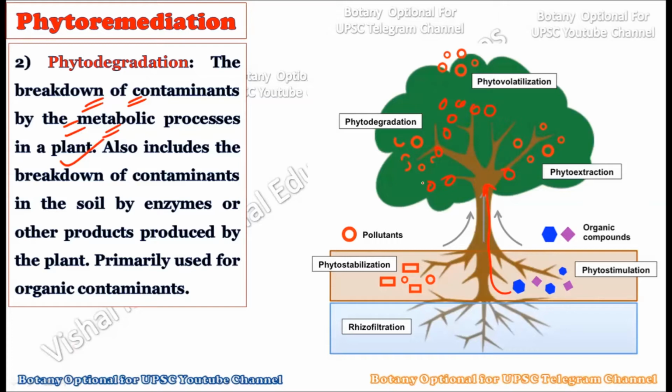And in the process they can clean up this particular site for forever. Now also it will include the breakdown of contaminants in the soil by the enzyme. For example, they can degrade the pollutant which is present in the soil by extracting certain kinds of enzymes or other products produced by the plants. Whatever secondary metabolites or enzymes are produced by the plants are used to degrade these particular chemical compounds which are present within the soil.